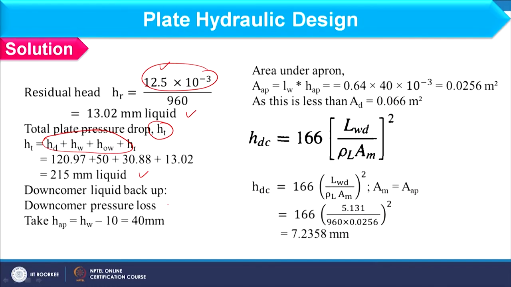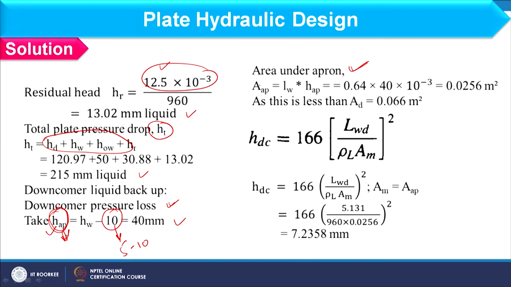And finally we have to find out the downcomer liquid backup, and for that we should consider the pressure drop in the downcomer section, and for that HAP should be obtained. And to consider the maximum pressure drop, this value should be minimized. So we consider HW minus 10 because this value we can consider between 5 to 10. So HAP we can obtain as 40 mm.